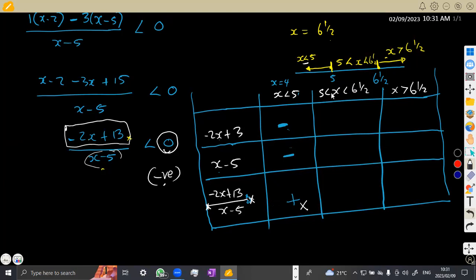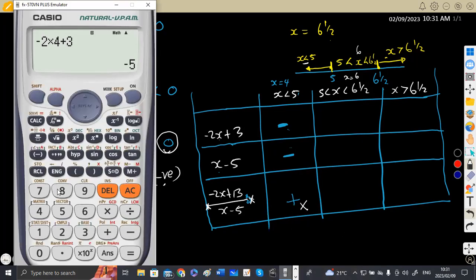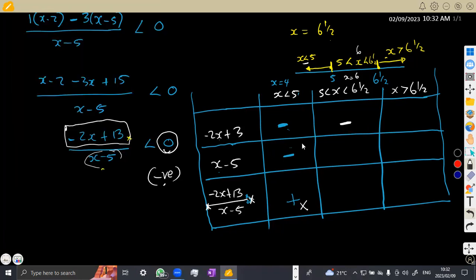We move on to a number between 5 and 6.5. 5 and 6.5, we can even take 6. 6 is in between 5 and 6.5. So when x is equal to 6, let's substitute onto our calculator here. That's minus 2 times x, which is 6, plus 3. Okay, we are obtaining a negative. So here we are obtaining a negative. When x is 6, we substitute here 6 on x.